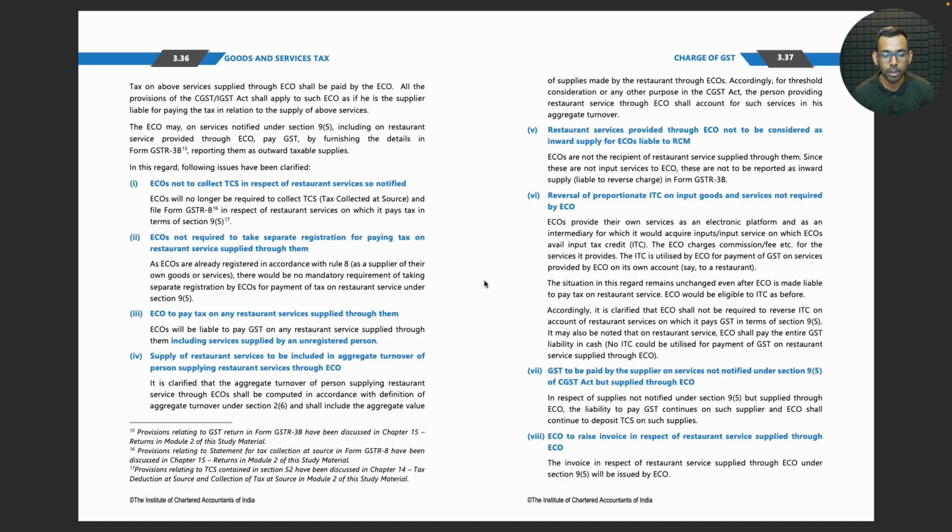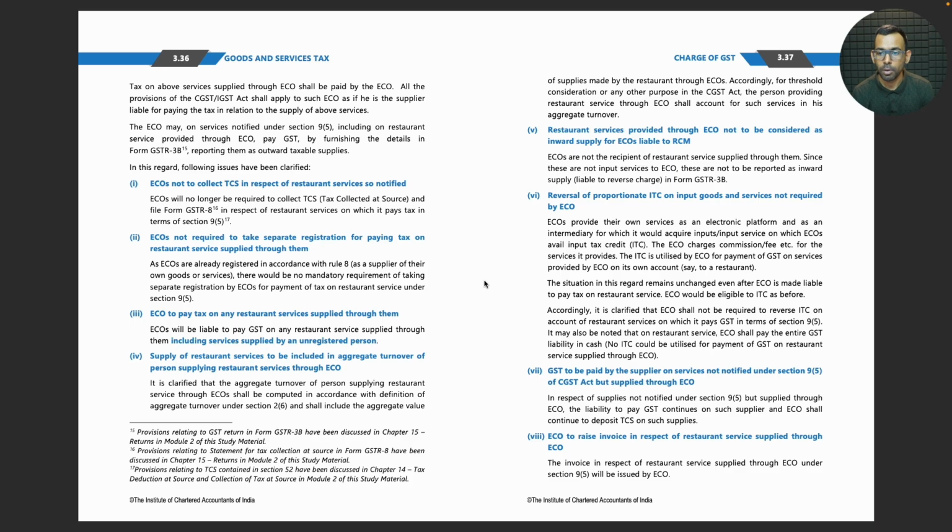with the definition of aggregate turnover under section 2 subsection 6 and shall include the aggregate value of supplies made by restaurant through ECOs. Accordingly, for threshold consideration or any other purpose in the CGST Act, the person providing restaurant service through e-commerce operator shall account for such services in his aggregate turnover.